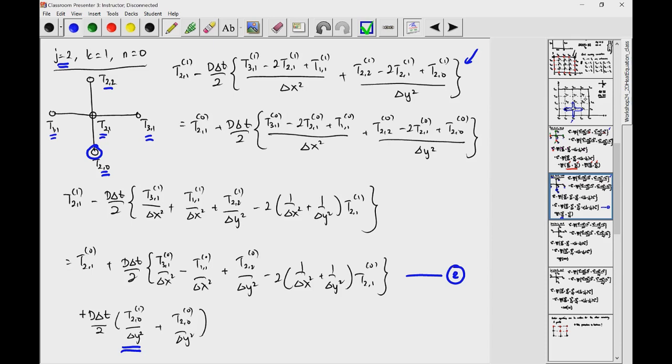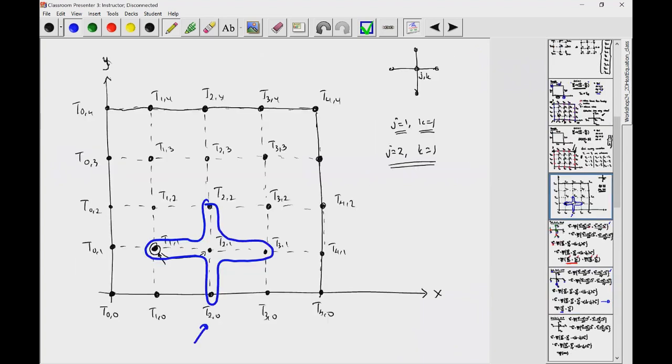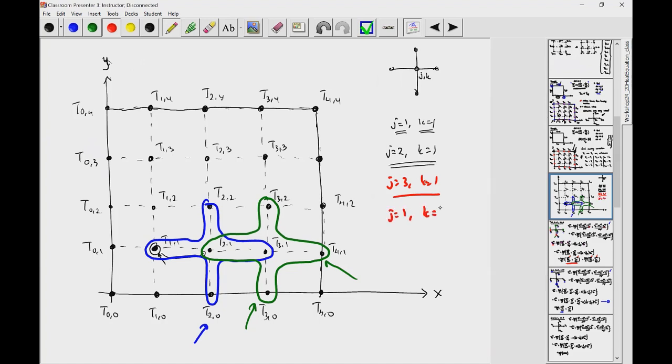Okay, so this concept you're going to apply to all the 9 unknowns that you have, or these 9 collocation points that you have. So if this is J2, K1, then next you will have to do it for J3, K1, which will involve this point. In this case, you again have 2 boundary conditions. Next, once you're done with J equals 3 and K equals 1, then you can go back to J equals 1 and K equals 2 to apply your stencil here.